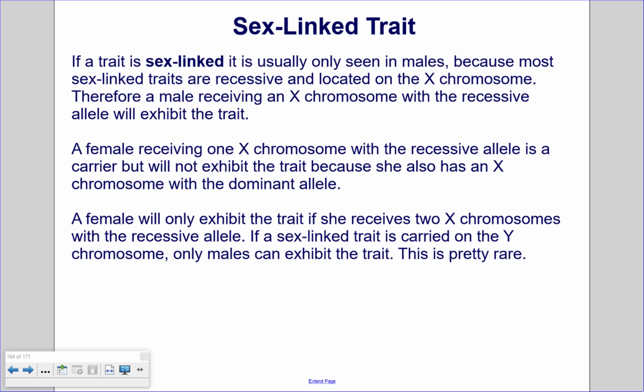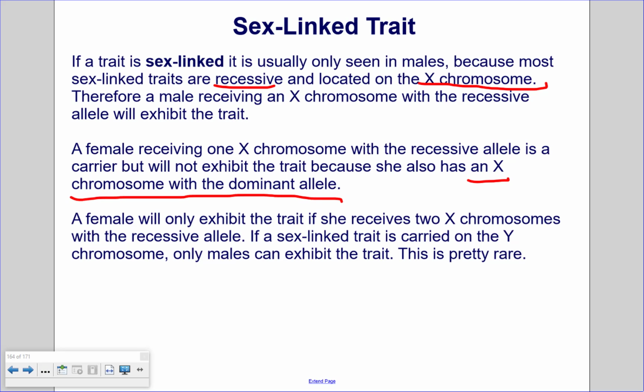Sex-linked trait. If a trait is sex-linked, it is usually only seen in males because most sex-linked traits are recessive and are located on the X chromosome. Therefore, a male receiving an X chromosome with the recessive allele will exhibit the trait, because they only have one X and then the other one is a Y. A female receiving one X chromosome with the recessive allele is a carrier, but will not exhibit the trait because she also has an X chromosome with a dominant allele.